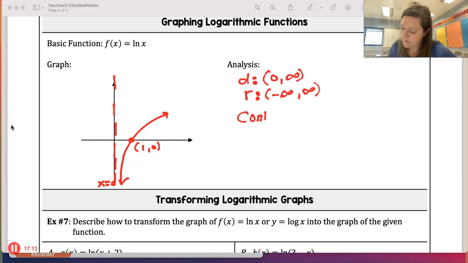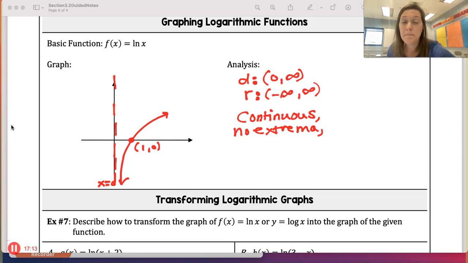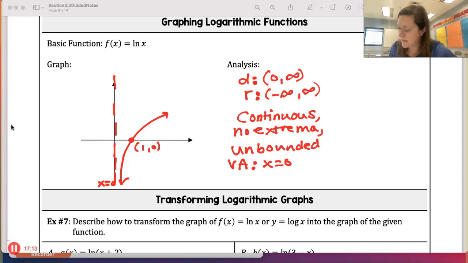This graph is still continuous. There's no extrema. It's unbounded above and below, so there is no boundedness above or below. We've got a vertical asymptote at x equals 0. And let's discuss the end behavior.